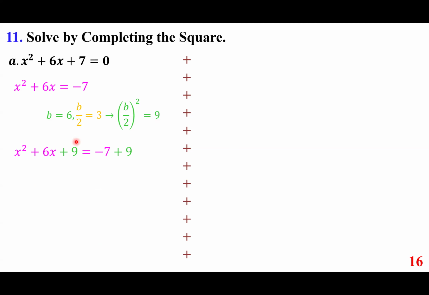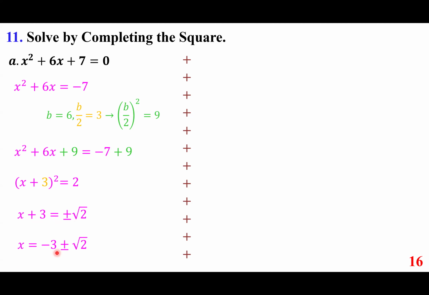Now, it's important to know how to write the left side. The left side is the variable. In this case, the variable is x. And b over 2, including the sign. So in this case, plus 3. If it's negative, it's negative 3. And the right side, simply add up two numbers. Using the square root property or principle, x plus 3 becomes plus or minus the square root of 2. Move the 3 or subtract it, and that's the final answer.